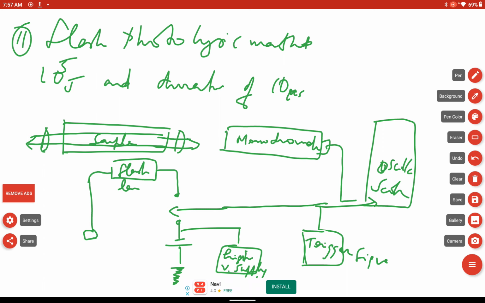Okay, we have a monochromator here. We have the sample filled tube here. An intense flash lamp is here. And here a spark gap.